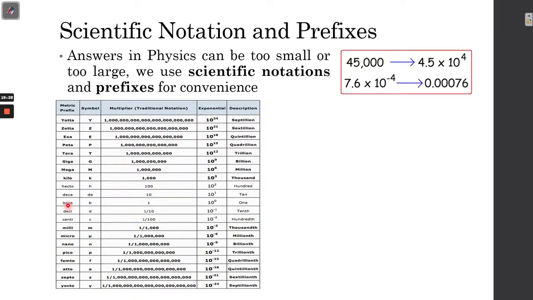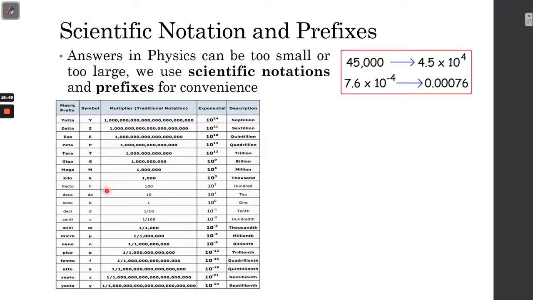Kilo is basically we multiply things by 1,000. So for example, we have a base. Let's say we have 1 as our base, let's say 1 meter. If we want to change meter to kilo, that means 1,000. 1 times 1,000, meaning 1,000 meters is equal to 1 kilometer.